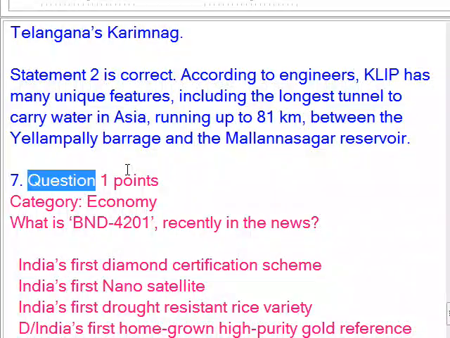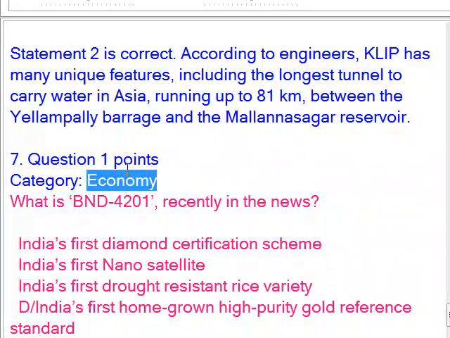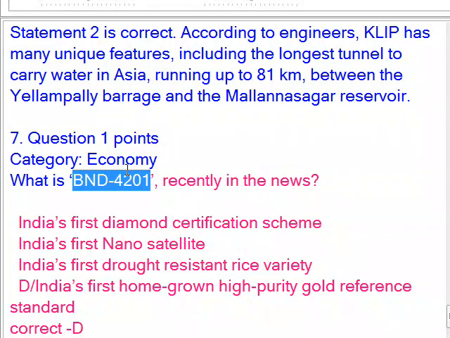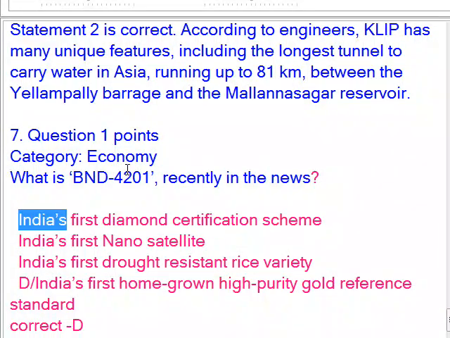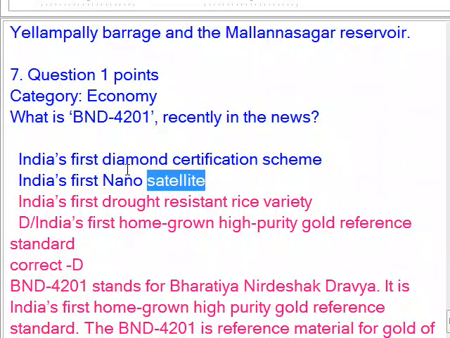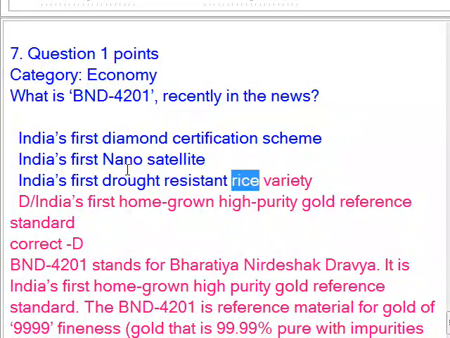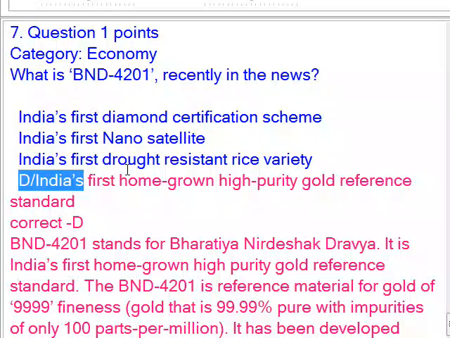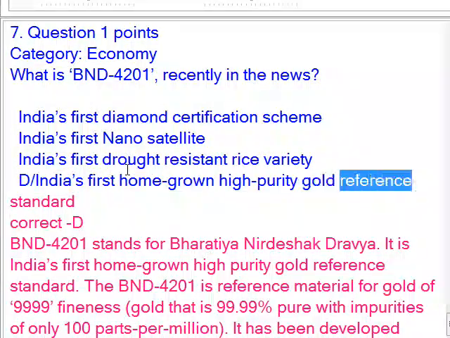Question 7. Economy. What is BNP 4201, recently in the news? A. India's first diamond certification scheme. B. India's first nano satellite. C. India's first drought-resistant rice variety. D. India's first homegrown high-purity gold reference standard.